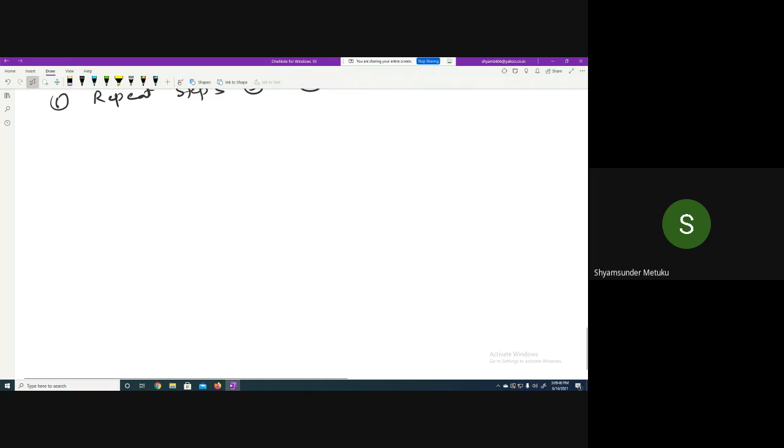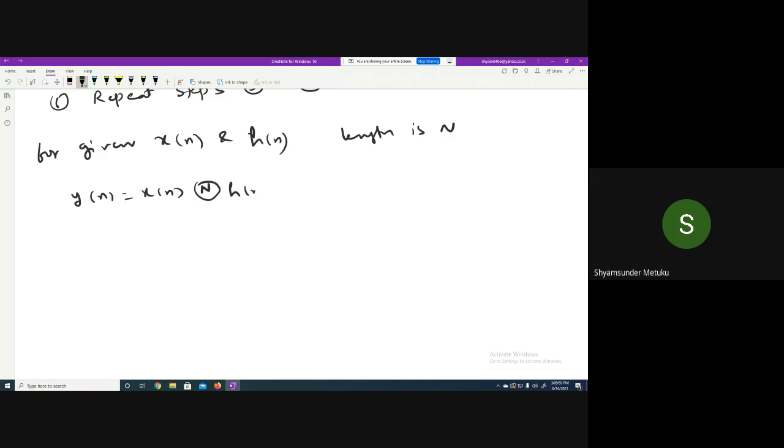Now the equation. Now I am giving an equation. For given x of n and h of n, which are both finite in length, and the length is capital N, the output y of n is given by x of n circular convolution h of n. Same notation: sum of x of k, h of n minus k. The only thing is this n minus k is given by this modulo notation, where k varies from 0 to N minus 1. This is the difference. Is it okay?